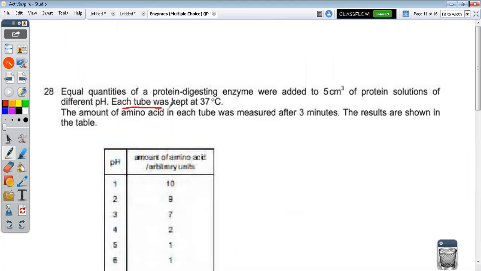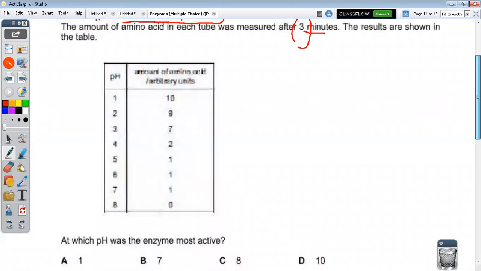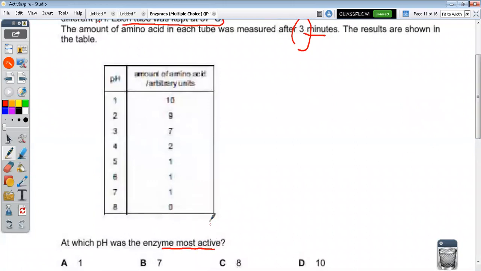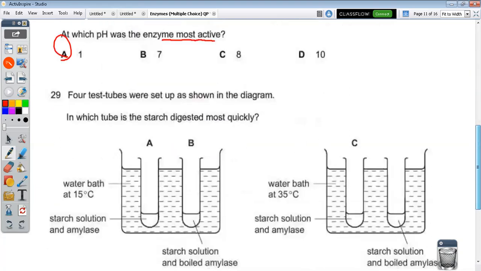At the same temperature, equal quantities of protein digesting enzymes were added to 5 cubic centimeters of solution at different pH. The amount of amino acids is measured in each. So proteins are being digested to what? To amino acids. So the one with more amino acids, at which pH is it most active? Where are you having more amino acids? There, number 1. So the acidic one, very acidic.